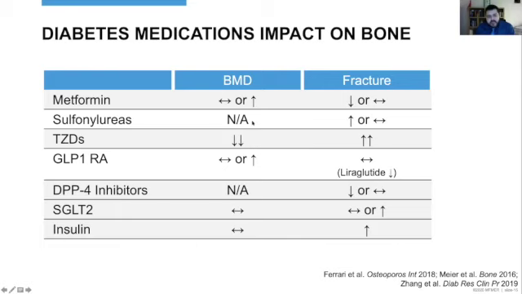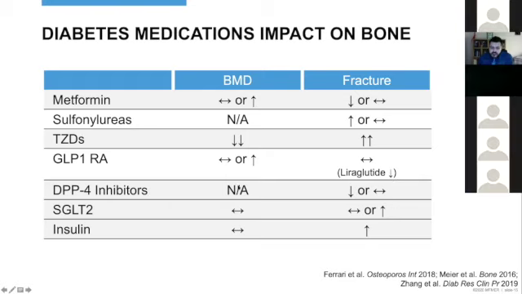Sulfonylureas, we don't have much data on BMD. It seems that they are neutral. They do not necessarily increase the risk of fracture, although in some reports it is showing that some sulfonylureas do increase the risk of fracture. Metformin seems to be either neutral or in fact a little protective. GLP-1, they seem to have maybe some beneficial impact on bone density, not necessarily increase in risk of fracture. However, liraglutide in one study showed that it might actually decrease the risk of fracture and be protective.